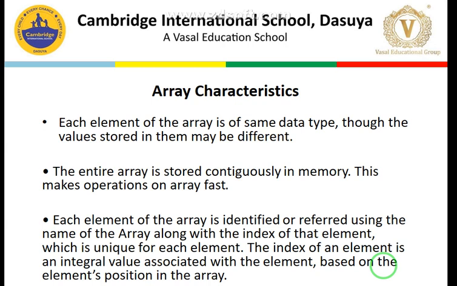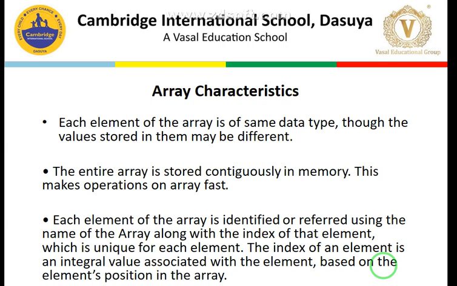The point number 2 is the entire array is stored continuously in memory. So another feature of array is that all the elements of array are stored inside the memory in a continuous memory location. That's why the operations become faster in case of an array, because all the elements are stored at continuous memory locations.